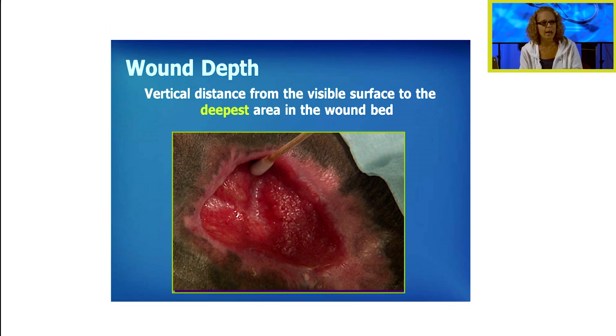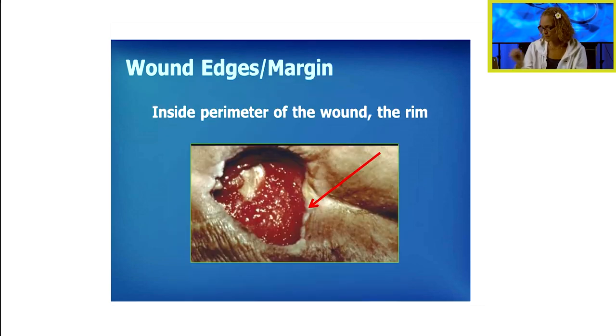Here we can see how depth is measured. It's the vertical distance from the visible surface to the deepest area of the wound bed. And you can see here that a sterile Q-tip is being used. And what we often do is we'll take the Q-tip with a gloved hand, and we will go ahead and put it into the wound, into the deepest area. And then when we pull that out, we measure the Q-tip itself, how much of the Q-tip went into the deepest part of the wound. And in centimeters, we will measure that amount of the Q-tip to tell us how deep the wound is.